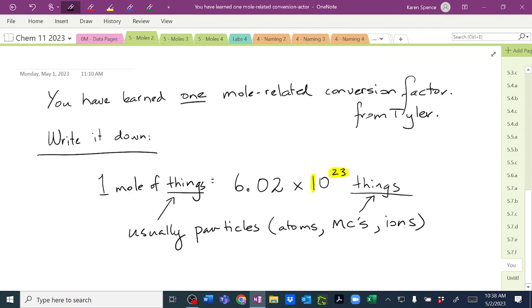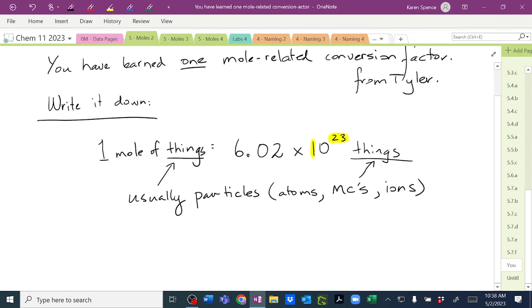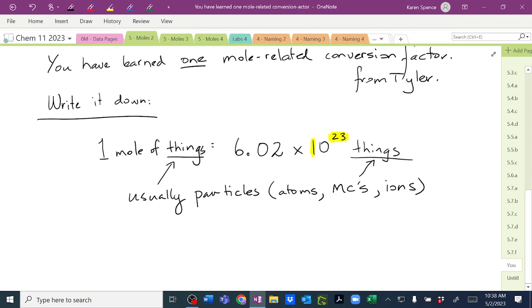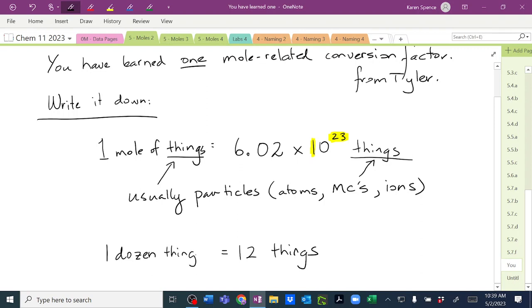Can you think of another number that's much smaller that we can count in that is a similar sort of thing? If I had 12 things, that would be 1 dozen things. So a mole is a number very much like a dozen is a number. It's just that a dozen is easy to visualize. A mole is difficult to visualize. Now, you remember when we were doing conversion factors, the 1 went with the prefix.